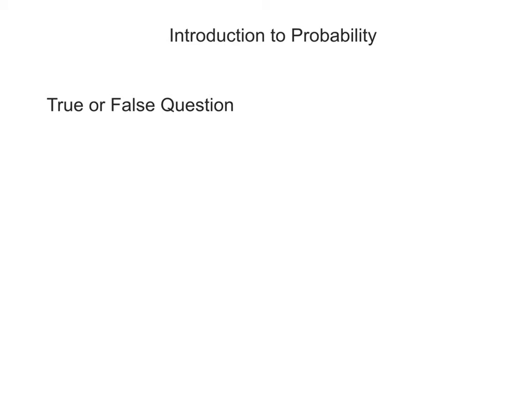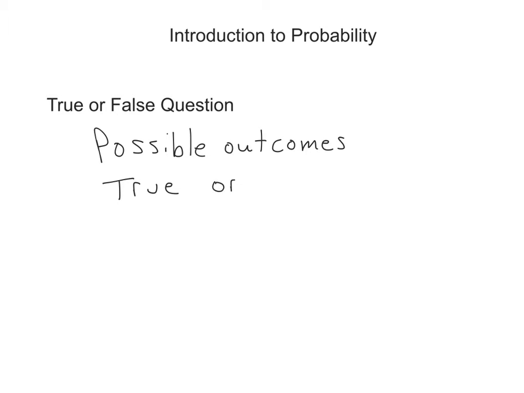The possible outcomes are what? Well, obviously, it could be true or it could be false. So how many possible outcomes are there? There are two possible outcomes.